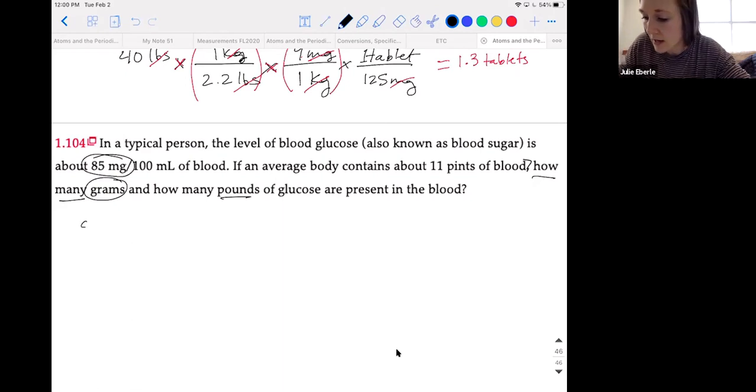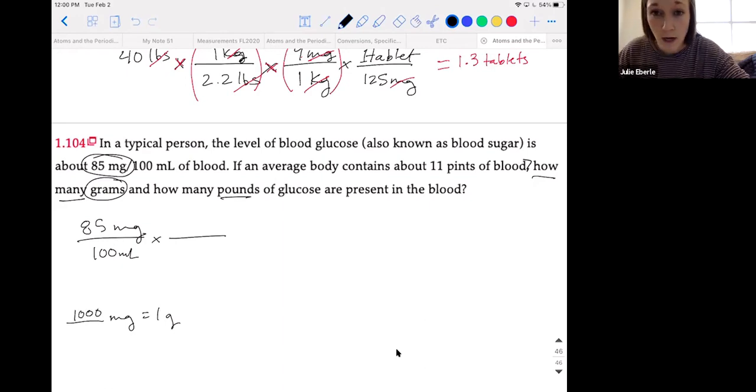Okay, so let's do 85 milligrams for 100 milliliters of blood. We're going to convert milligrams to grams. So how many milligrams are in a gram? You need to know that. So this is a relationship. You have this in your notes. If you go back to our measurements lecture, there's 1,000, okay? This is one I ask you to memorize because you see how commonly we run into milligrams or milliliters or just milli, period. So 1,000 milligrams for every 1 gram.